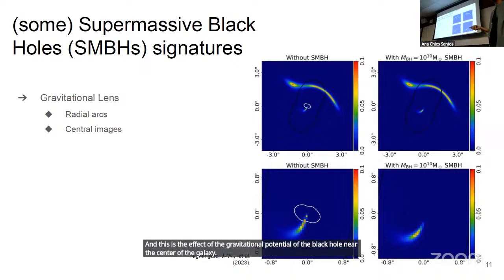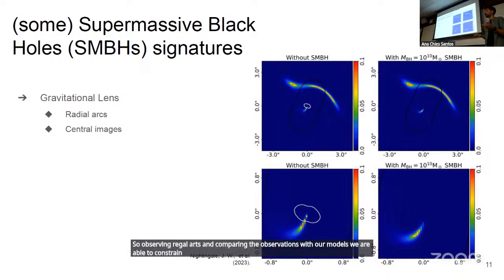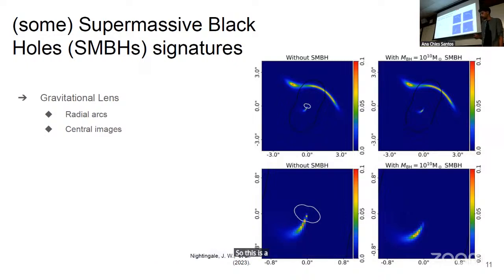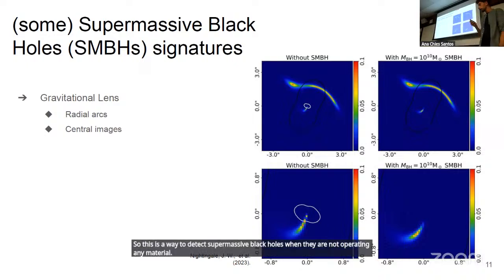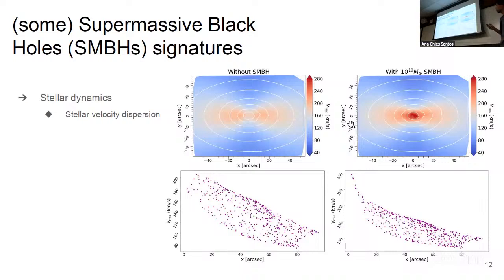So by observing radial arcs and comparing the observations with our models, we are able to constrain how massive a black hole can be in order to reproduce the observations. So this is a way to detect supermassive black holes when they are not accreting any material. And a second way is through the kinematics of the stars and sometimes the gas around the black hole.